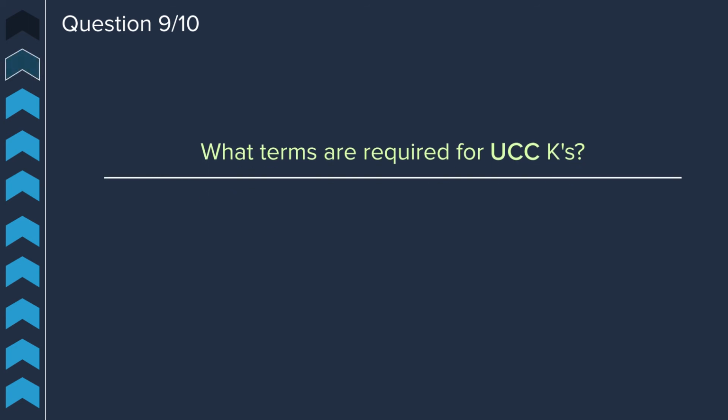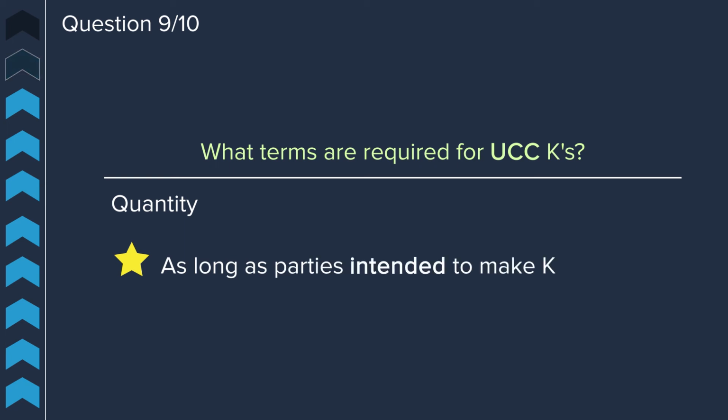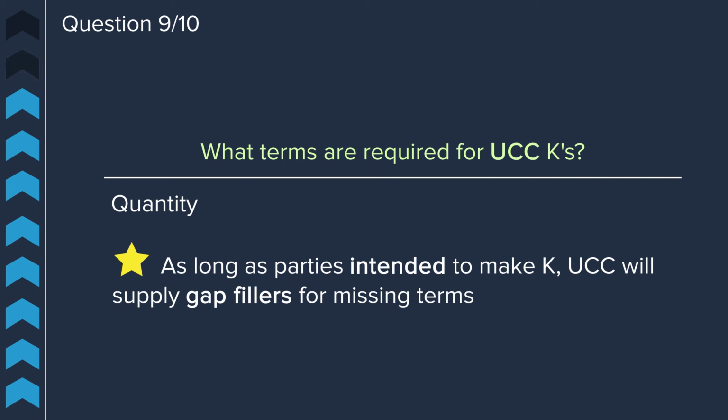Question 9. What terms are required for UCC contracts? The only required term for a UCC contract is quantity. As long as the parties intended to make a contract, the UCC will supply gap fillers for missing terms.